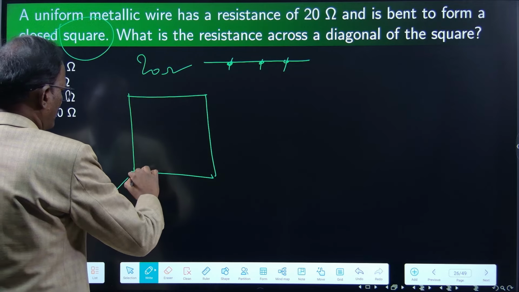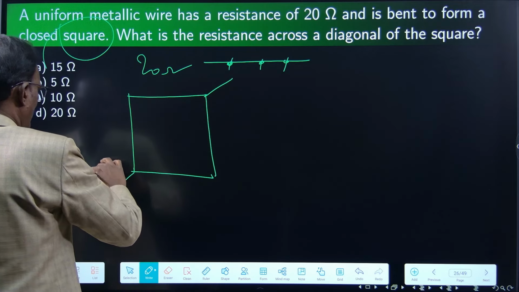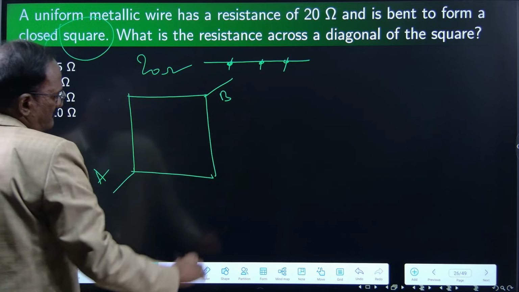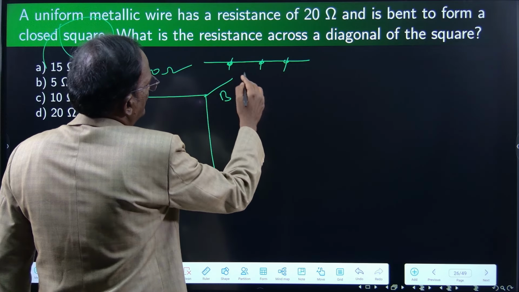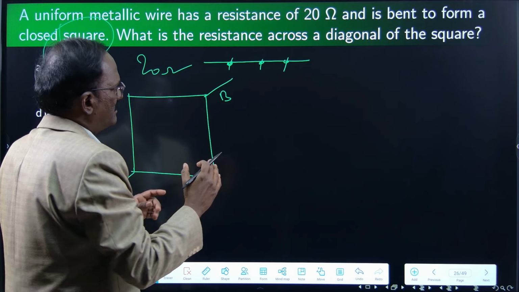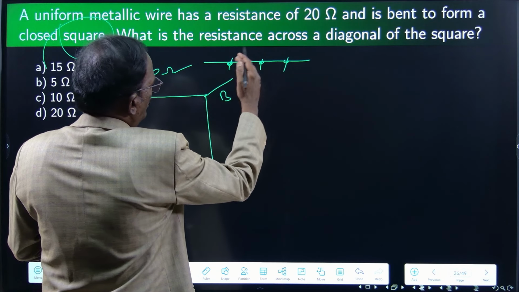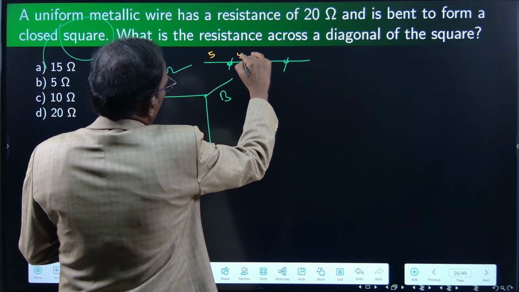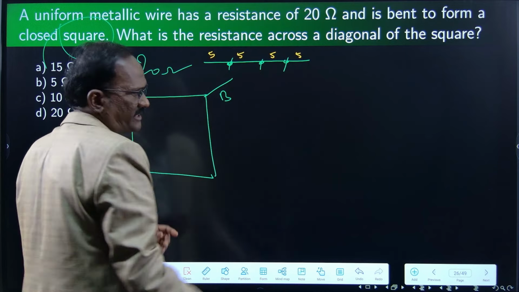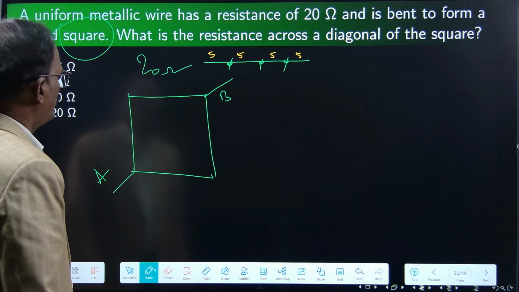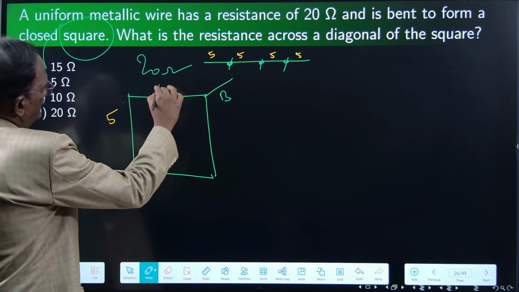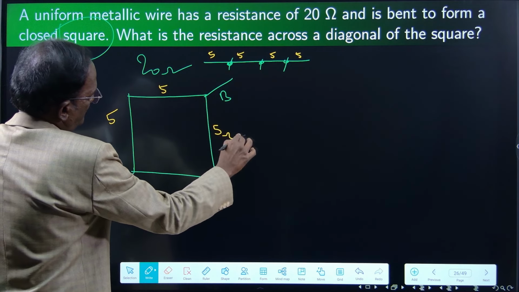This is a square across the diagonal. Say AB. Easy one. This is 20 ohms. If it is made as 4 pieces, 5 ohms, 5 ohms, 5 ohms, 5 ohms, right? R is directly proportional to the length, 5 ohms. So this will be 5, 5, 5, 5.